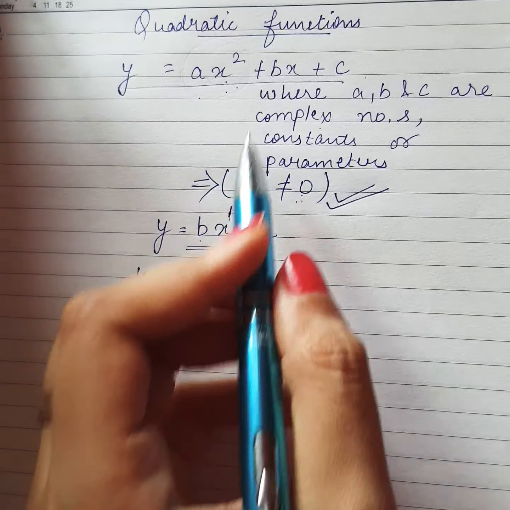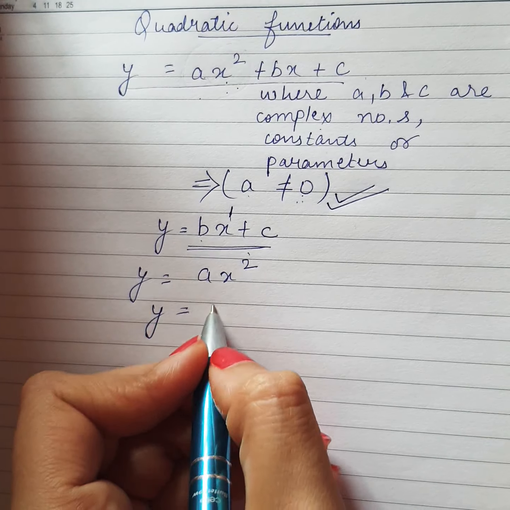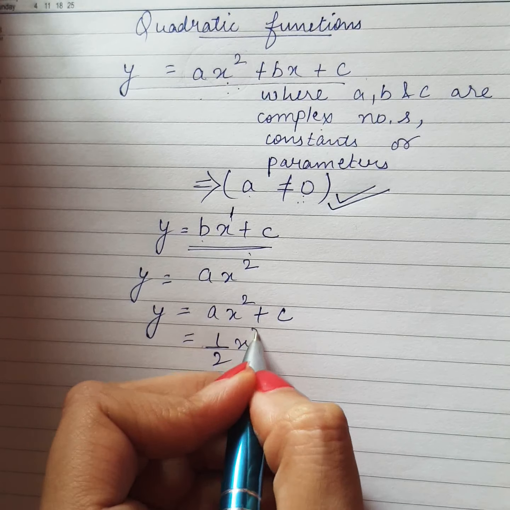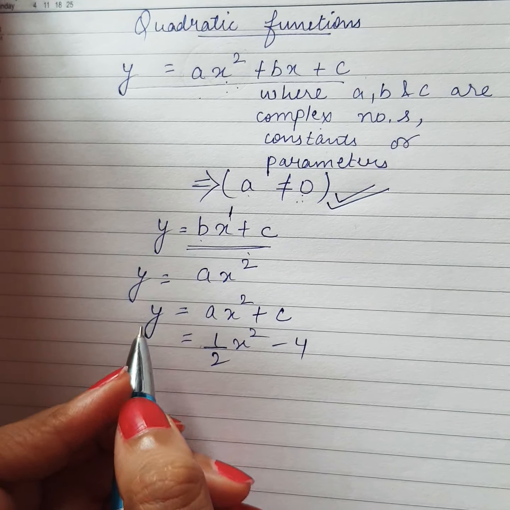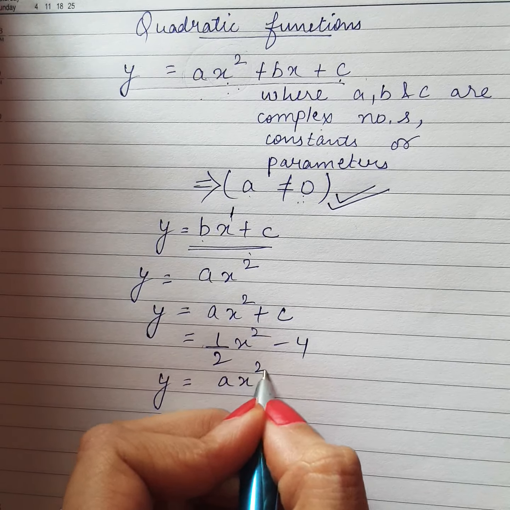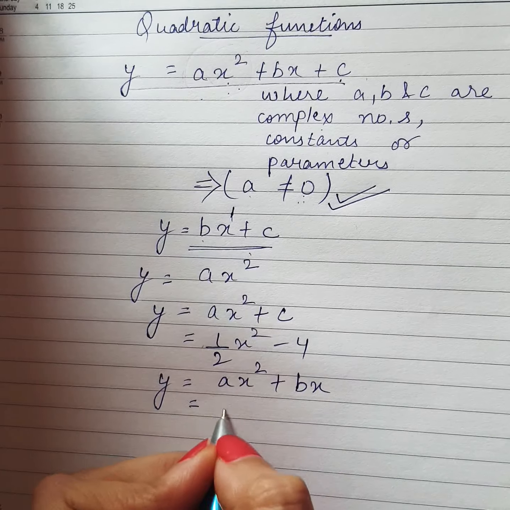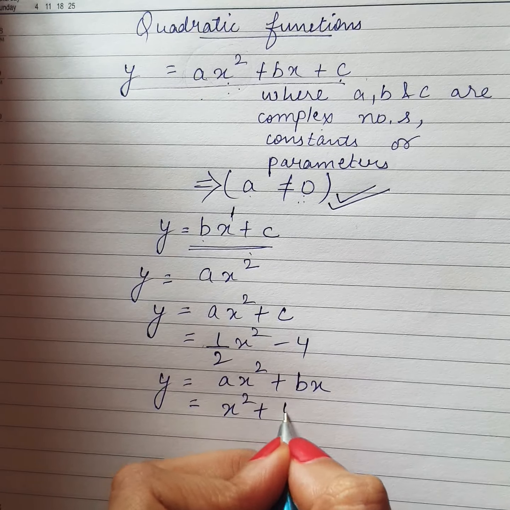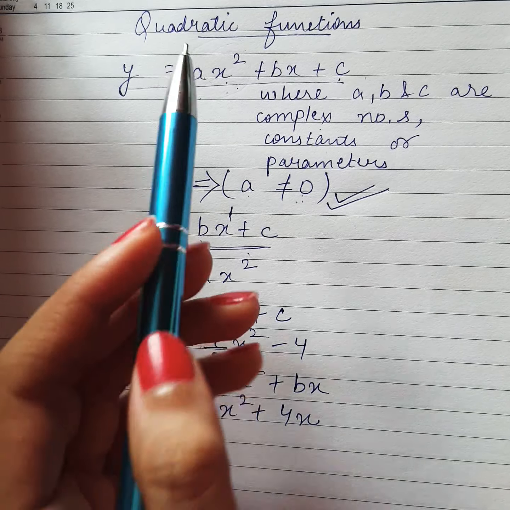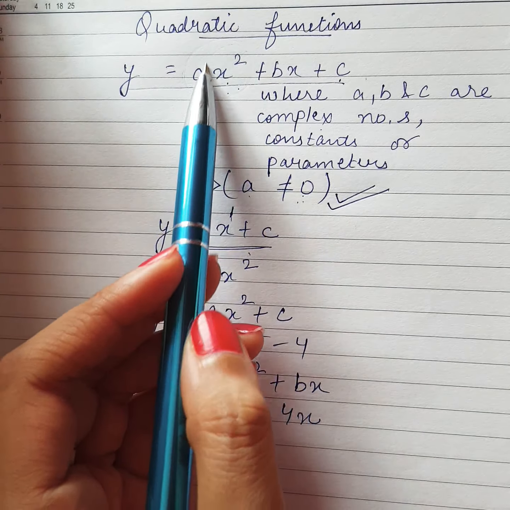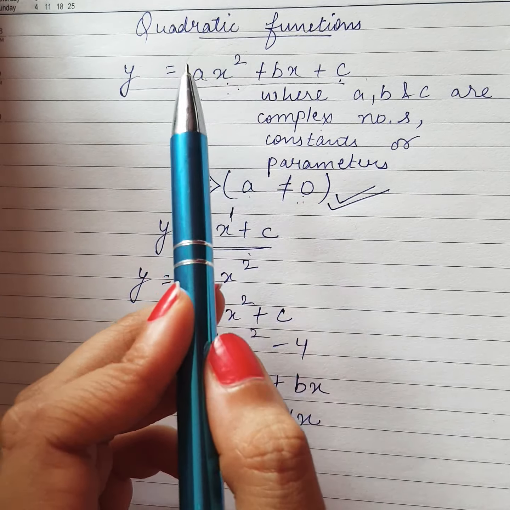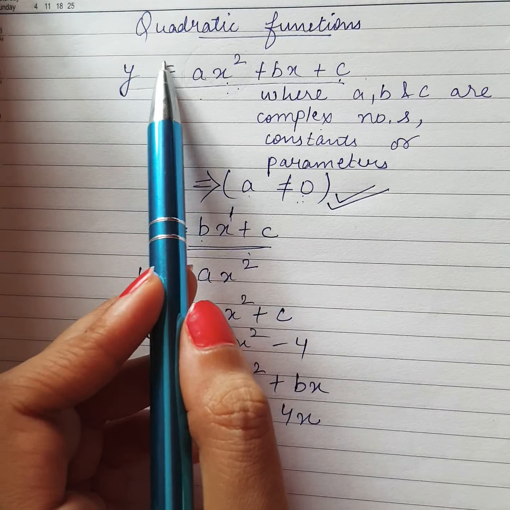If b is 0 only, then it can be ax square plus c. The examples can be half x square minus 4 and so on. If only c is 0, we have functions as ax square plus bx, for example, x square plus 4x. So the only condition is the coefficient of the highest power term should be non-zero, so that this term exists and we can call it a quadratic function.